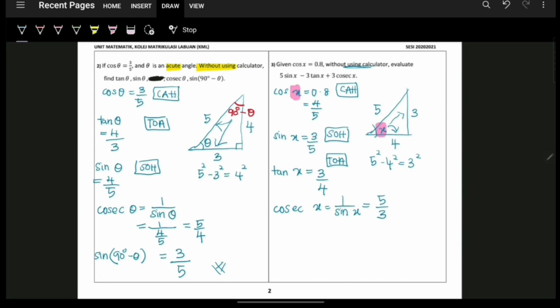You already have all the information. Now you are going to solve that. 5 sine x minus 3 tangent x plus 3 cosecant x is equal to 5 times sine x, 3 over 5, minus 3 times tangent, which is 3 over 4, plus 3 times cosecant x, which is 5 over 3, and this can be cancelled, and this one can be cancelled. Now you can use your calculator because it involves basic algebra. And lastly, you are going to have 23 over 4 as the final answer for this question. It's done.